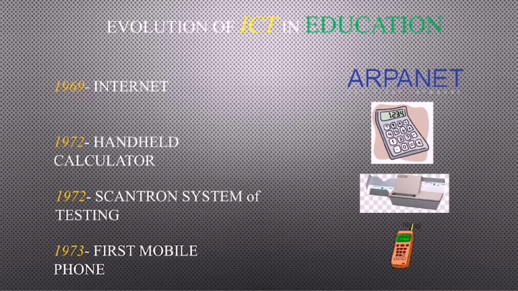In 1969, the first internet was called ARPANET, which is an interconnected network of computer networks. In 1972, handheld calculator entered the classroom for quick mathematical calculations. In the same year, Scantron's system of testing was introduced to check and grade tests more efficiently. The following year, the first mobile phone was released.